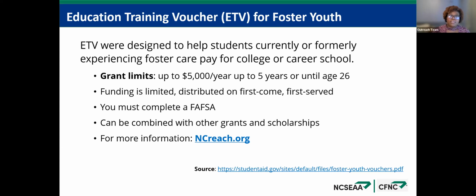This money, up to $5,000 per year, can be combined with other grants and scholarships. And as I mentioned earlier, students would need to complete a FAFSA in order to be eligible, and they have to be 18 to apply. Funding is limited for ETVs, and it's distributed on a first come, first served basis. So if you have students that you know may be eligible for this, check out ncreach.org to educate yourself on what options could be out there for them.